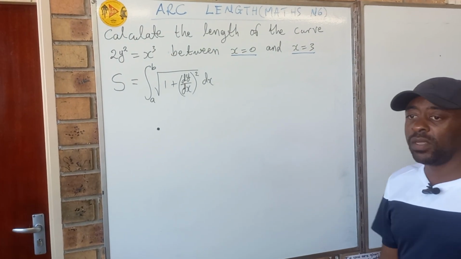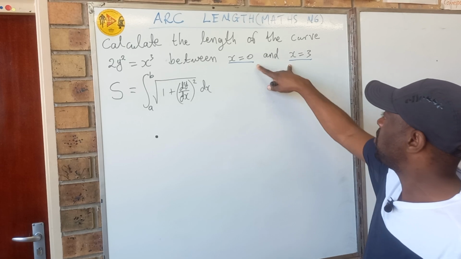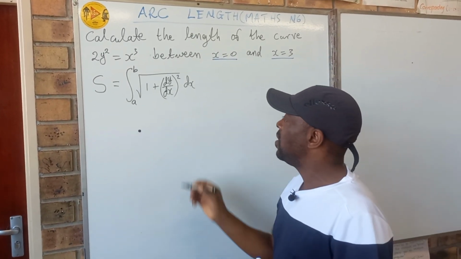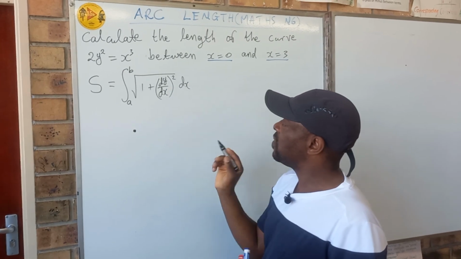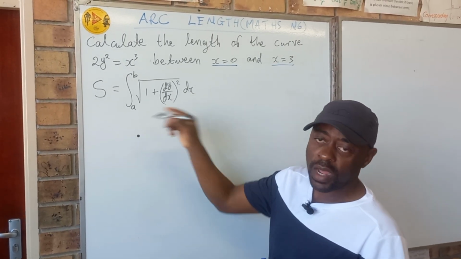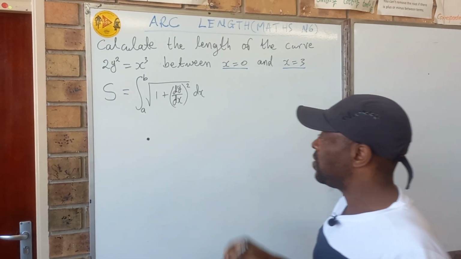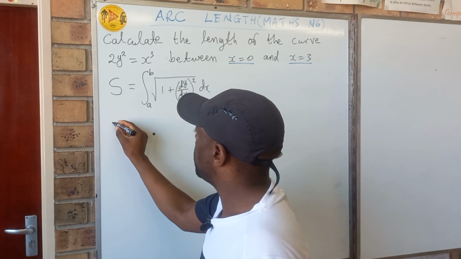So once I've picked the right formula, which I'm informed by the limits, then that formula guides me through every single step. So I'm going to get dy dx, as the formula says, square it, then add 1 to it before I come back to the square root sign and do integration. So let's now look at the problem.